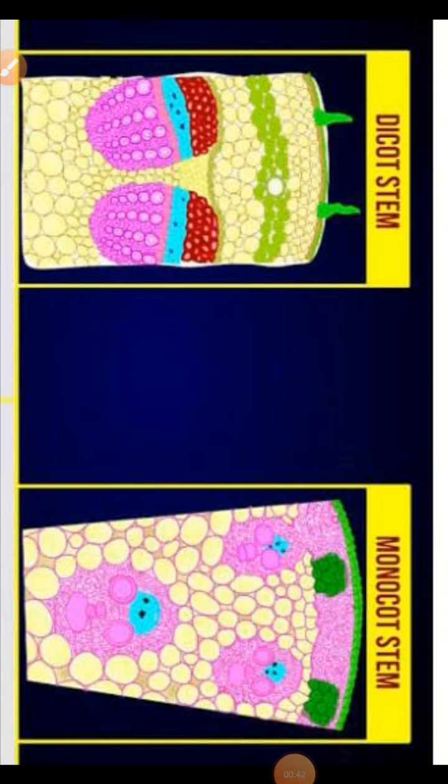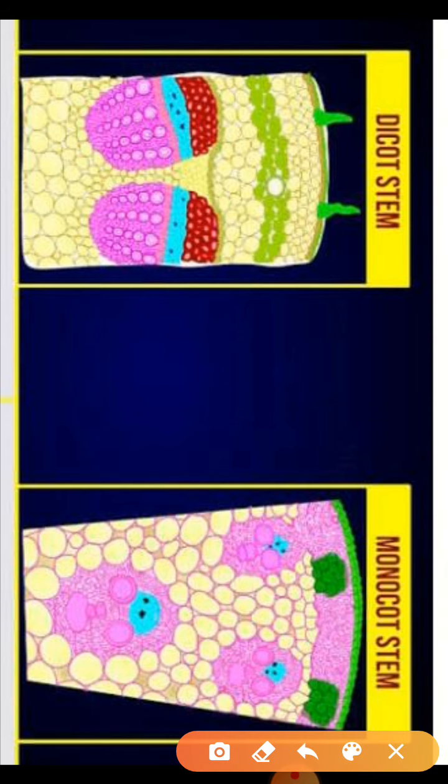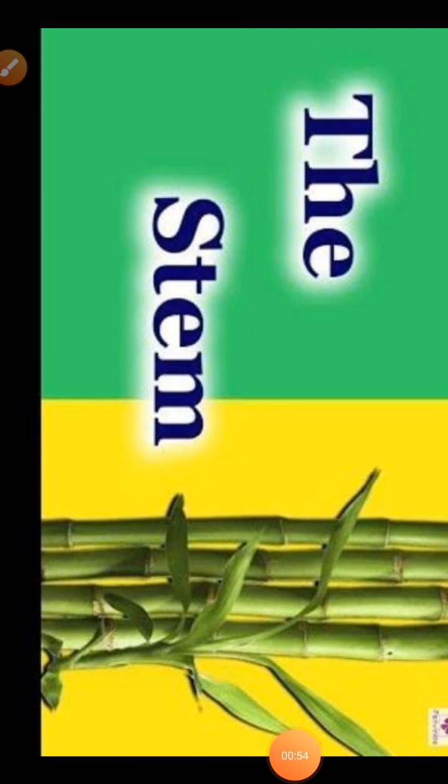So, today we are going to see about two types of stem. Dicot stem, monocot stem. What is stem? The stem grows above the ground. It helps the plant to stand firm. It bears leaves, flowers and fruits. It carries water, mineral and food.